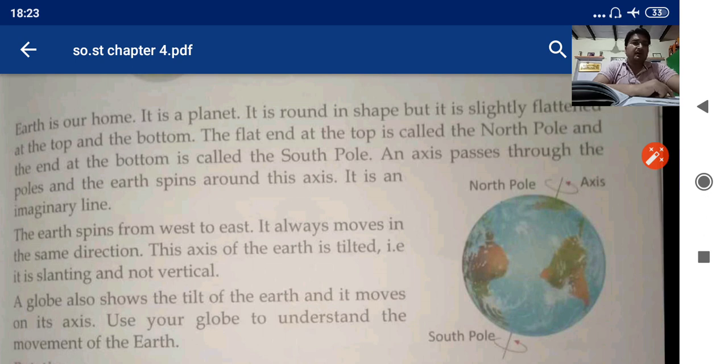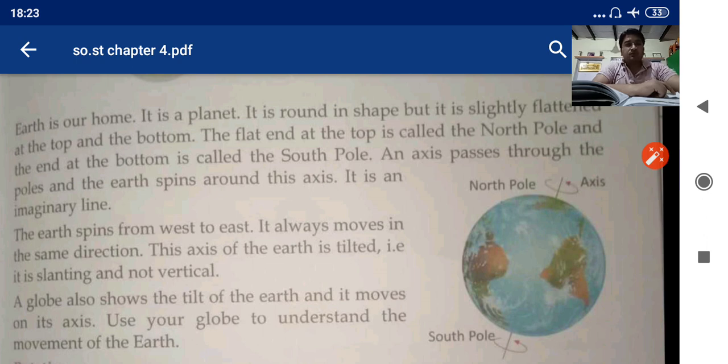On this line, earth spins from west to east. Study this. The earth spins from west to east. It always moves in the same direction. This axis of earth is tilted and slanting and not vertical. When you see this line, you can see better that it is not vertical, it is not straight, it is a little bit slanting.